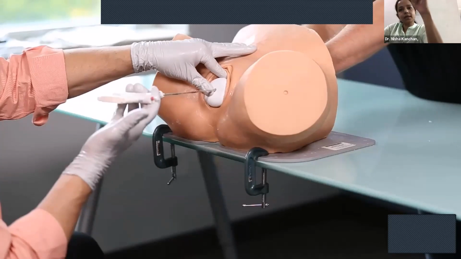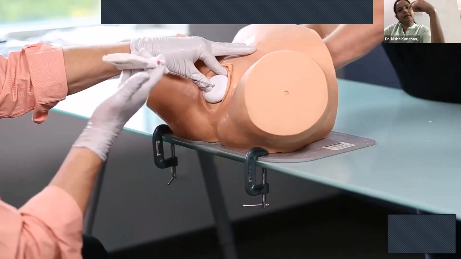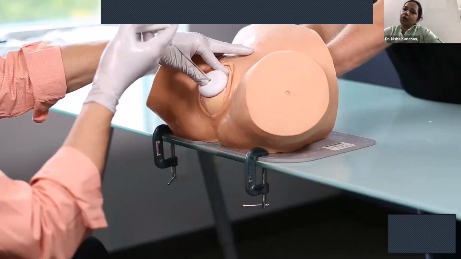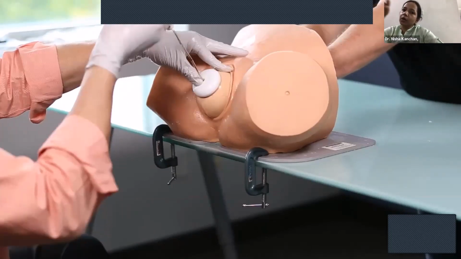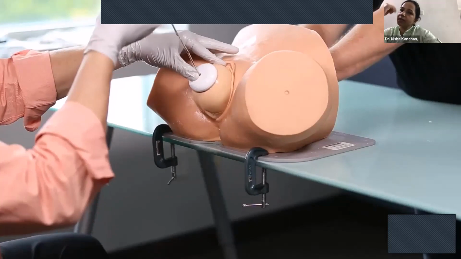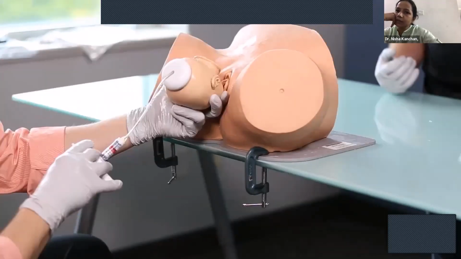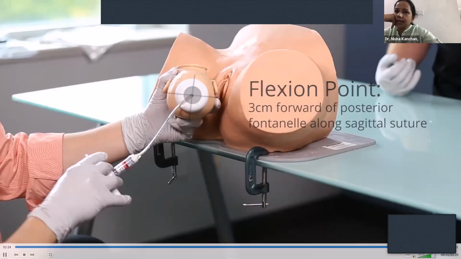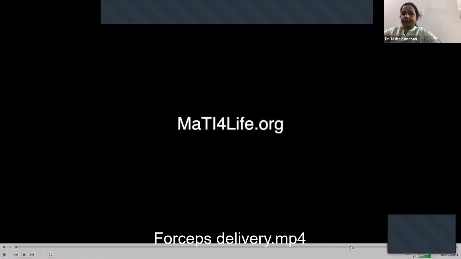When you see the baby's head at the perineum, your traction is horizontal. Once the subocciput has come under the pubic symphysis, you're going to deliver the baby by extension. So your pull is upwards. So downwards and backwards, crowning horizontal, and when it's fully crowning, you will take it upwards, and this is how you deliver the baby's head by extension. So this is the correct application over the flexion point. Yeah, forceps delivery.